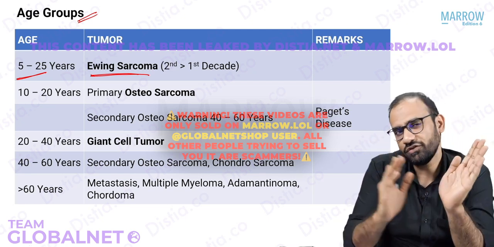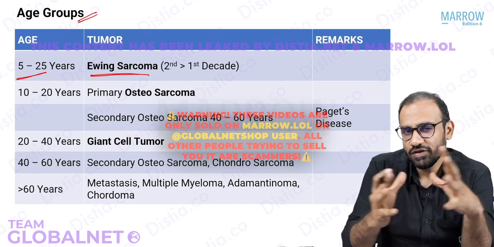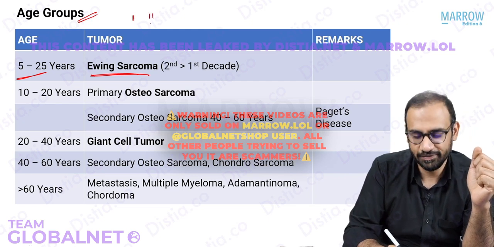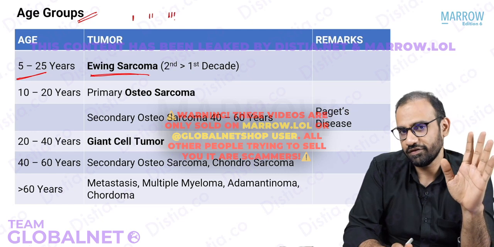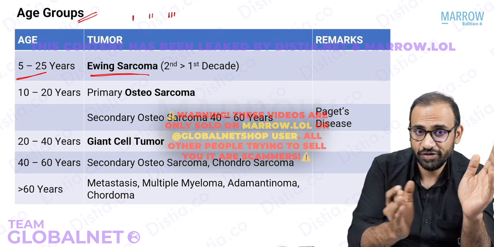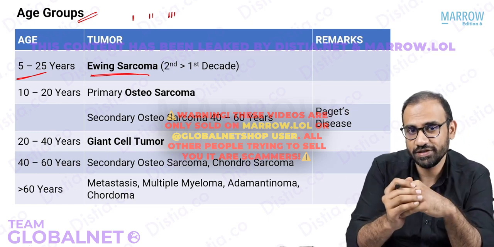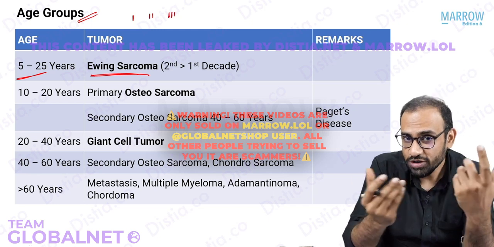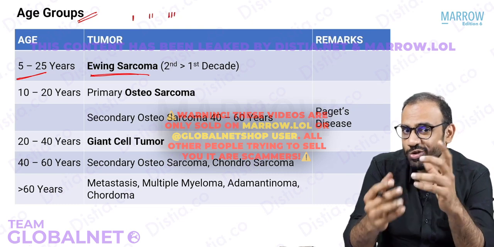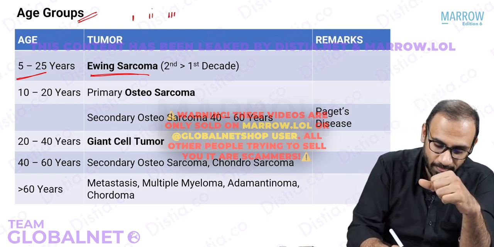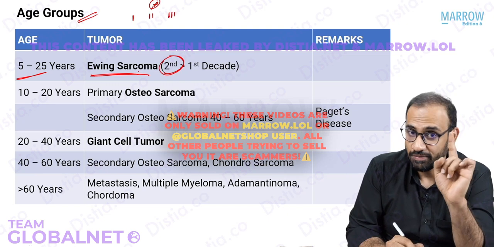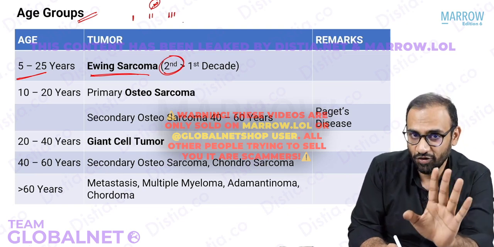Very good. When I say 5 to 25 years of population, how many decades of life are we talking about here? First decade? Yeah. Second decade? Yeah. Third decade of life. So we are talking about 3 decades of life. So Ewing sarcoma can occur in this spectrum of age group 5 to 25. The question is, Ewing sarcoma most commonly occurs in which decade of life? Pay attention. The answer is second decade. Okay? It most commonly occurs in second decade of life. But it can also occur in first and the third decade. Are you following me?